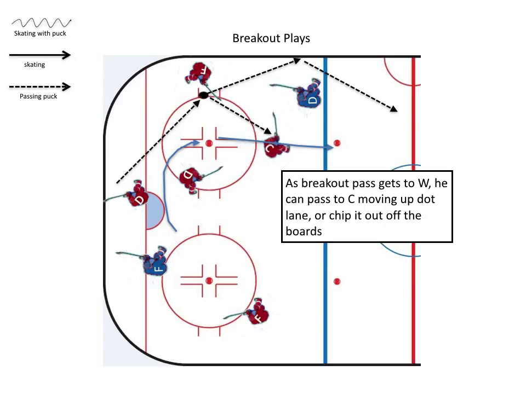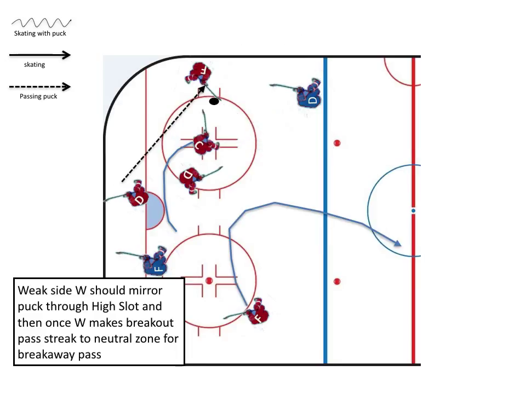Alternatively, if the center is covered or not there, then the winger can simply chip it up and off the boards, and then the puck can be picked up in the neutral zone either by the center or the opposite side winger. Now during this time, the weak side winger needs to mirror the puck through the high slot. There's a couple of reasons for this as well. As the puck moves to the other side of the ice, his defensive coverage is now in the high slot. So by mirroring that and moving over to the high slot, he's already in position if there's a turnover.